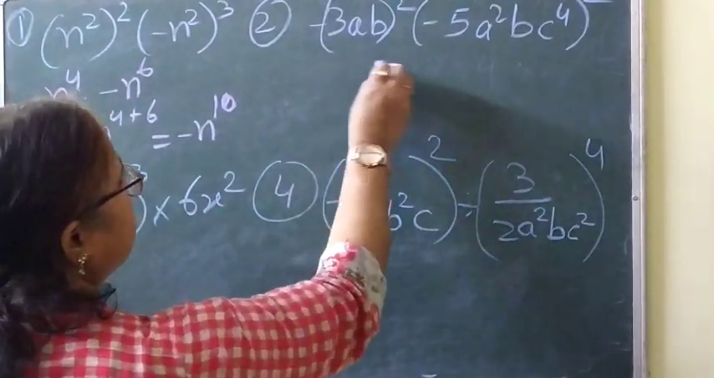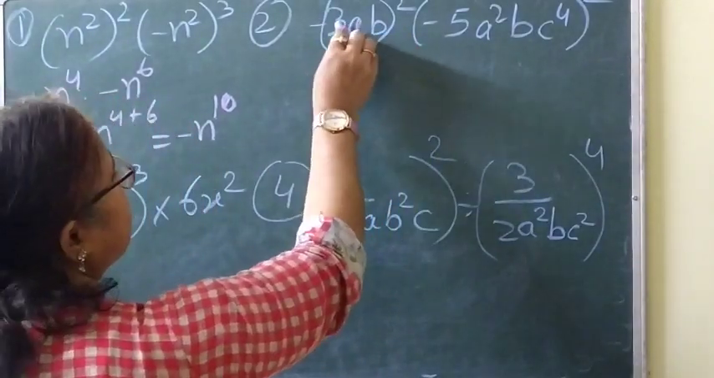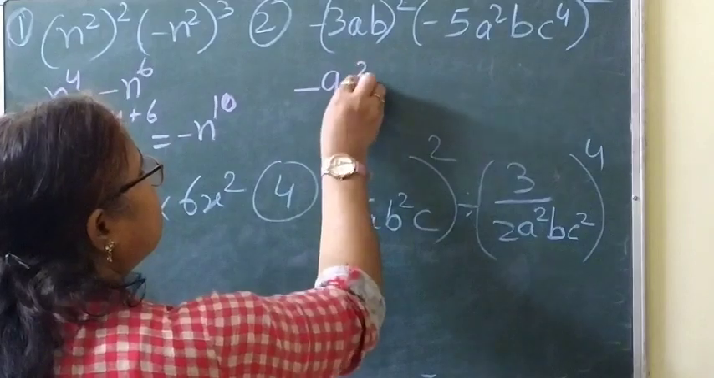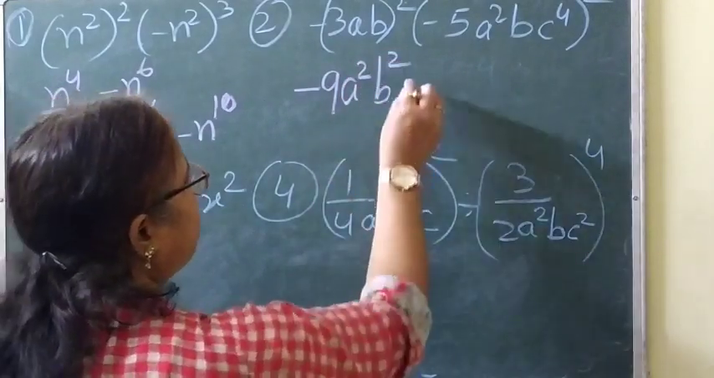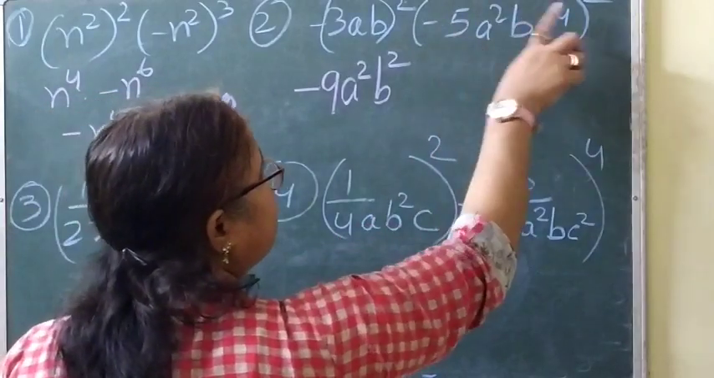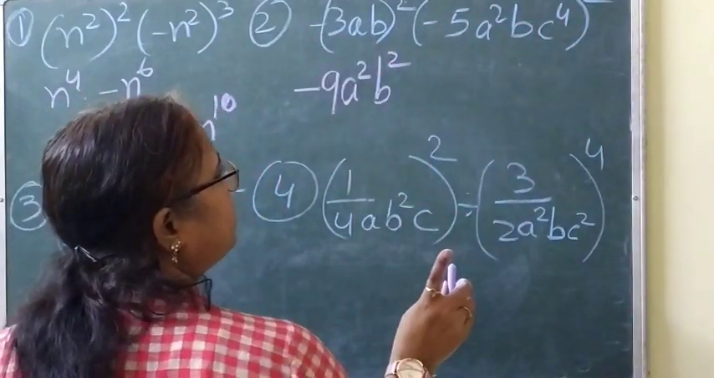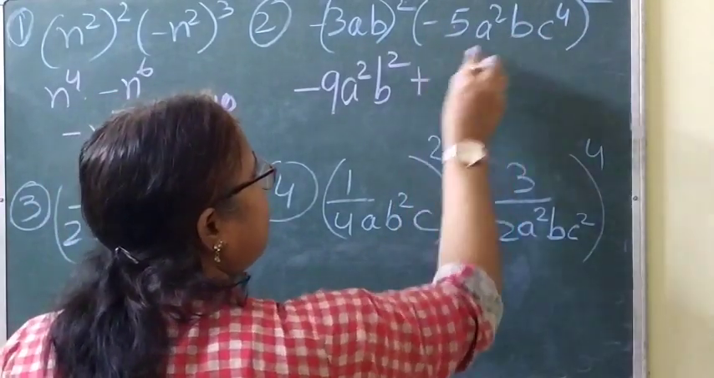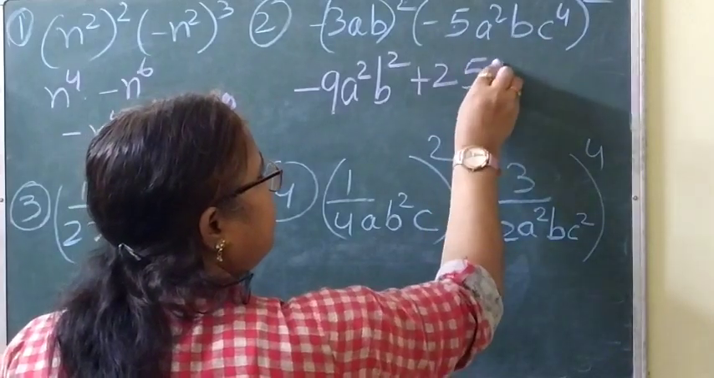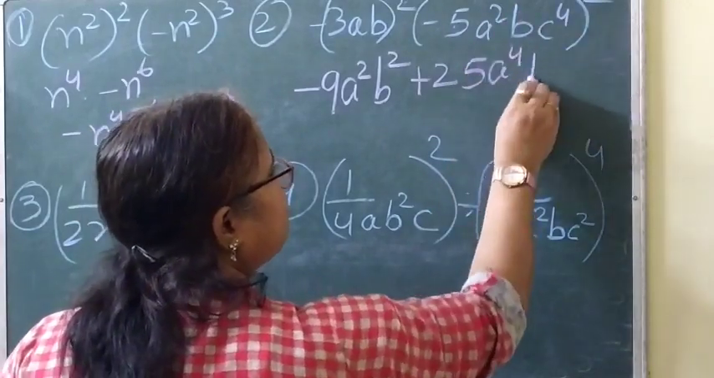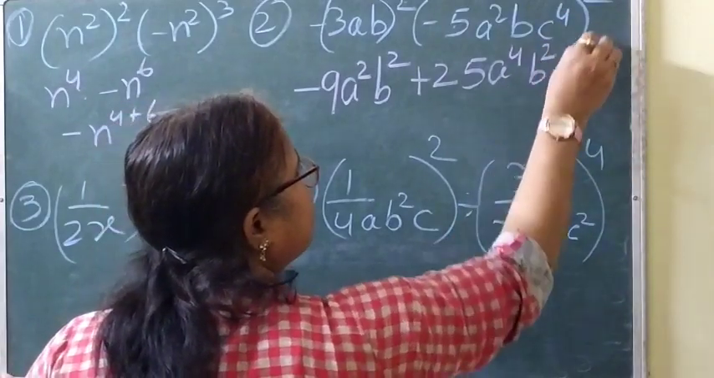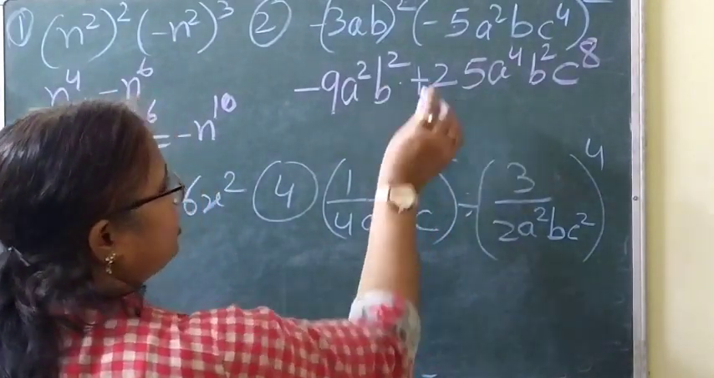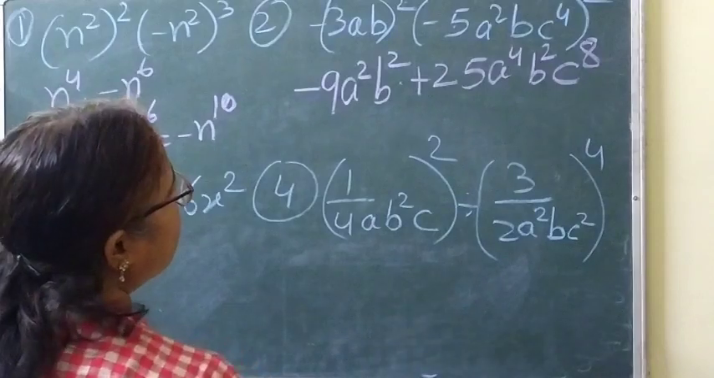Okay. Now here let's solve. The minus sign is here and the square of 3 is 9. Then a to the power 2, b to the power 2. And here again there is a minus sign, but here the square of the minus sign is not there. But here we have to find the square of the minus sign also, so it will become plus. Then the square of 5 is 25. Then a to the power 4 because 2 into 2 is 4, b to the power 2, and c to the power 4 into 2, 8. Okay. So in between, the multiplication sign is here. Clear? So now what can we do here?